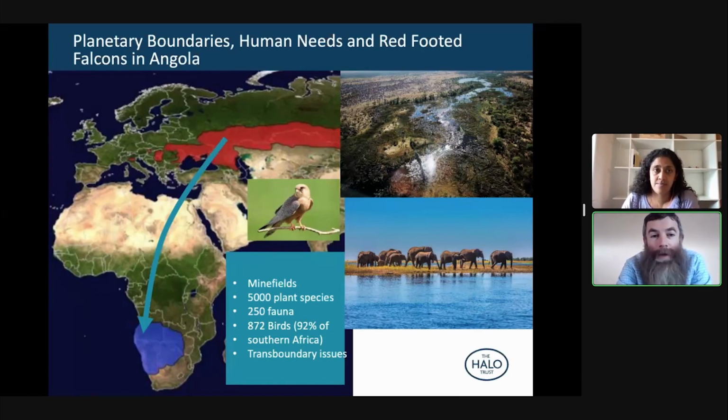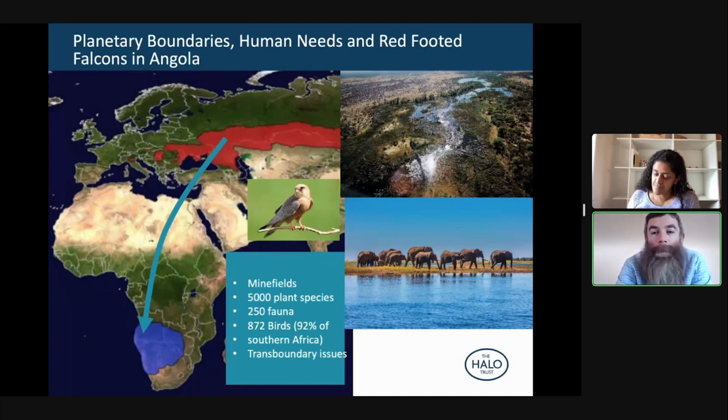There are 5,000 plant species in Angola, especially in the regions of the upper Zambezi and Okavango Delta. Of those 5,000 plant species, more than 1,500 are endemic, meaning they're only found in Angola. There are 250 species of fauna.